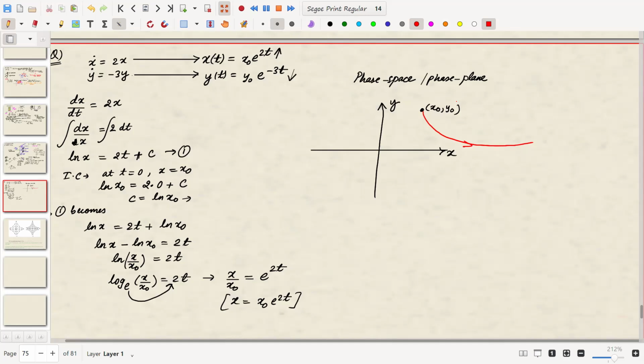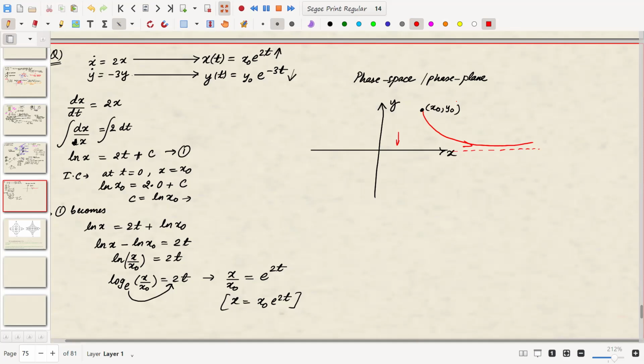X is exponentially decreasing, no? Yes, sir. X is exponentially increasing, no? You see, if X is going like this, that means it's increasing. And Y is decreasing, no? So this is a plot for that.